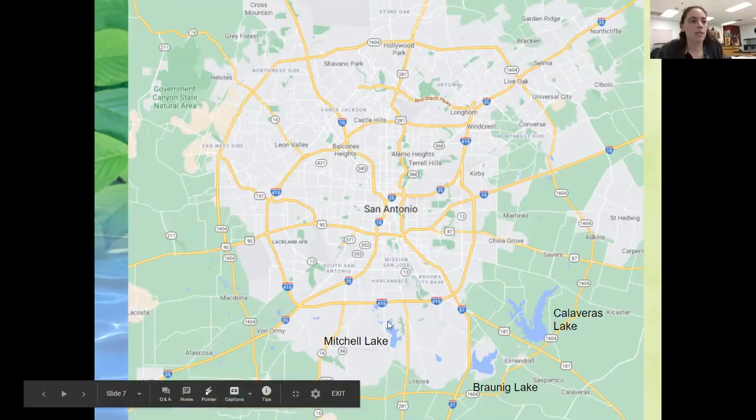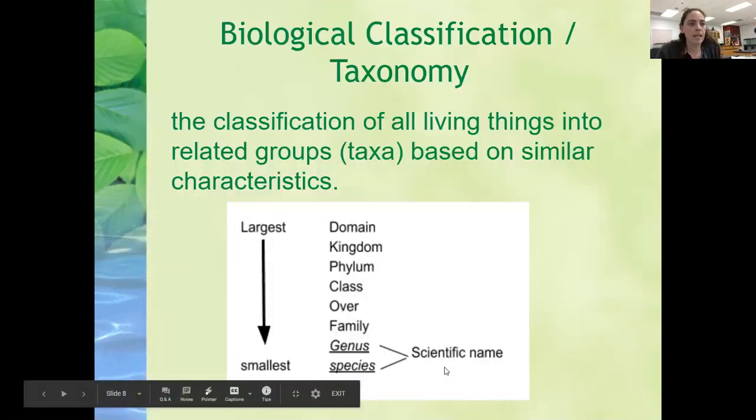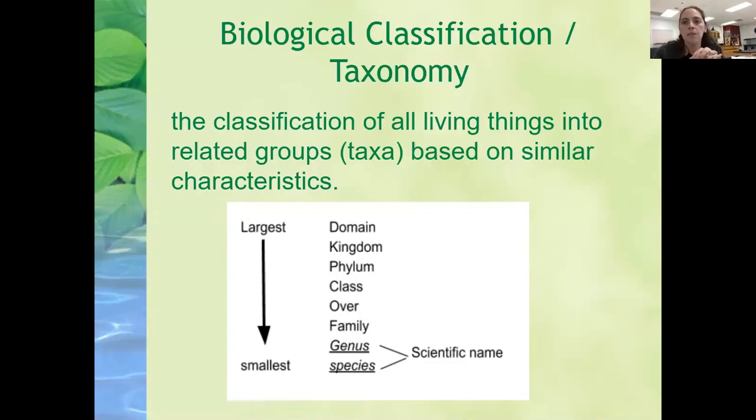This would be a natural lake that's not too far from us. Now, as far as animals go, and your assignment for today will be looking at some animals. We've got our taxonomy. So this is the classification of all living things into related groups based on similar characteristics. And as we move into our freshwater ecology unit, not only are we going to talk about the ecosystems, we're going to talk about the animals.